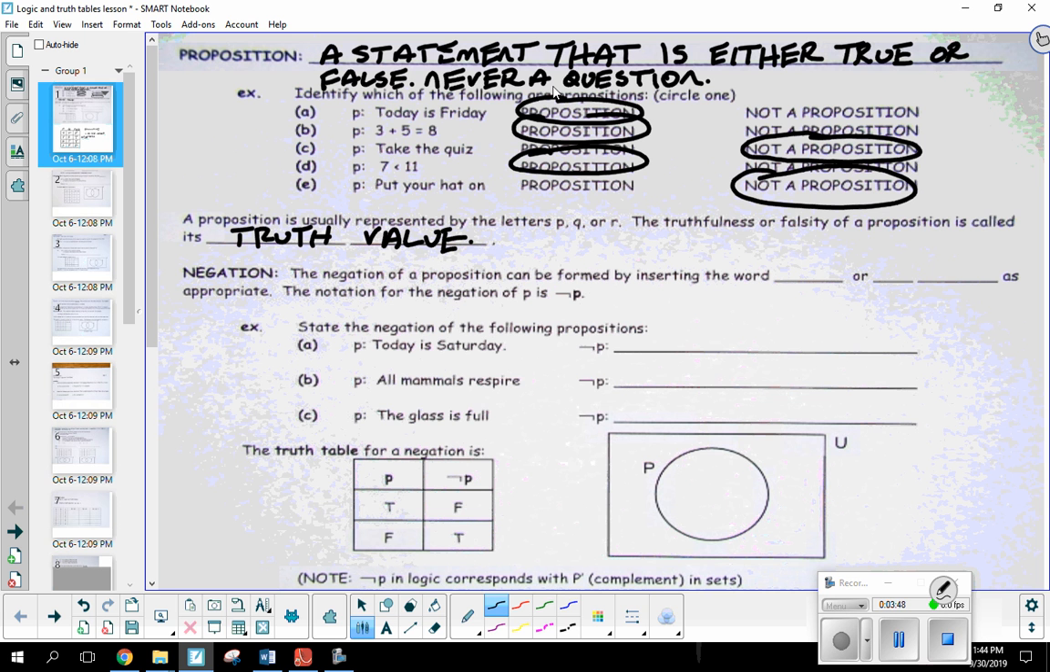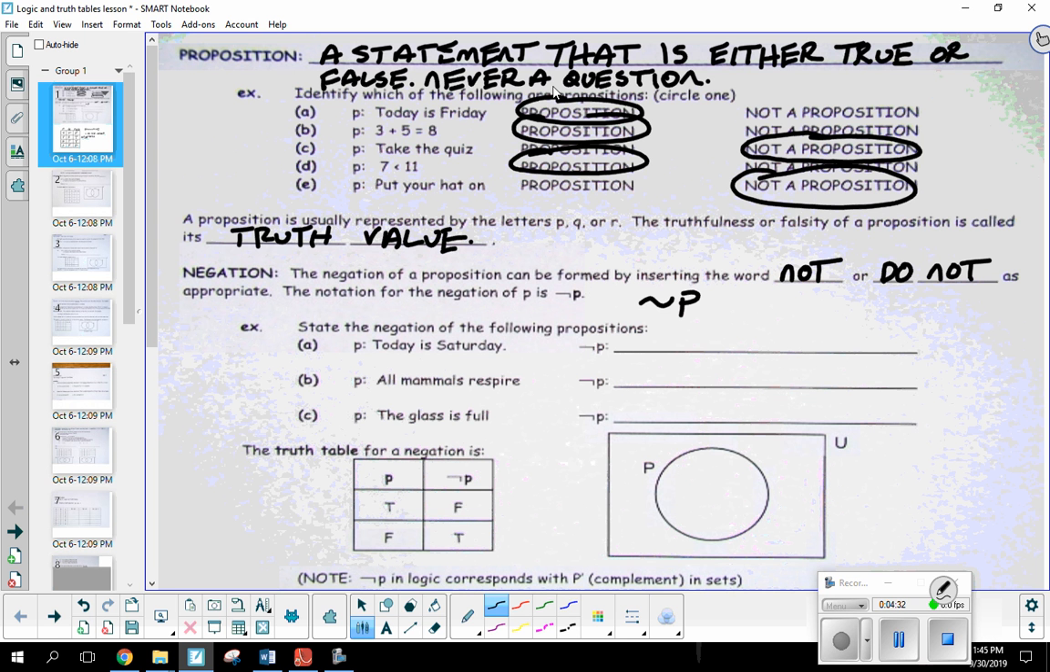The negation of a proposition can be formed by inserting the word not or do not, as appropriate. The notation for the negation of P is this little symbol that looks like a sideways L, but other resources may not always use the same symbol. It's very common to see the little tilde symbol representing not. Typically I'll use the sideways L, but the tilde, which you've seen for similarity in previous mathematics courses, can also represent the negation of a proposition.